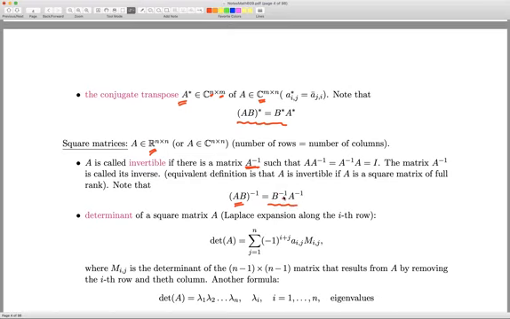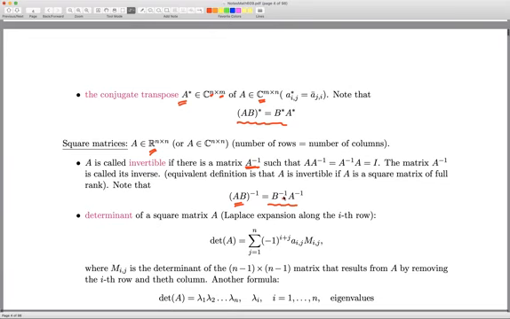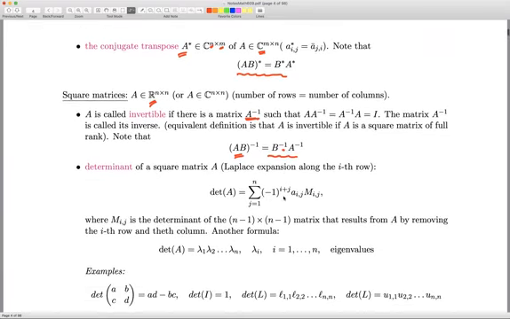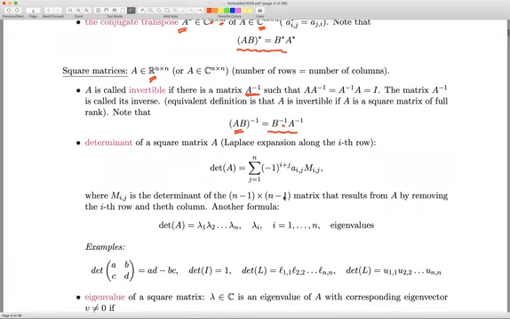Let me remind you that matrix multiplication is not commutative, so one has to be careful about the order in which one writes the matrices when they are multiplied by each other. To every square matrix, we associate several numbers. One of the numbers that we associate to a square matrix is called the determinant of this square matrix.